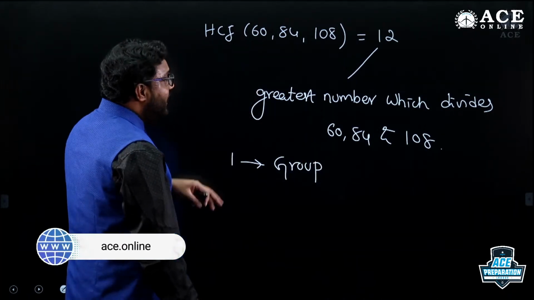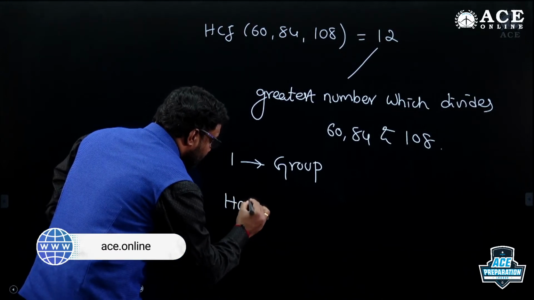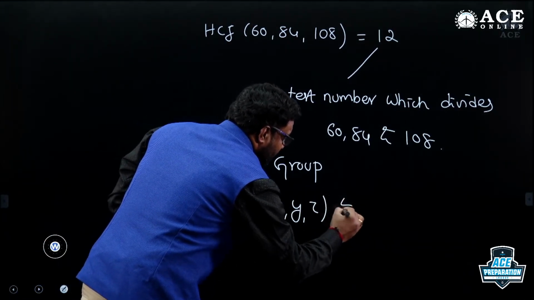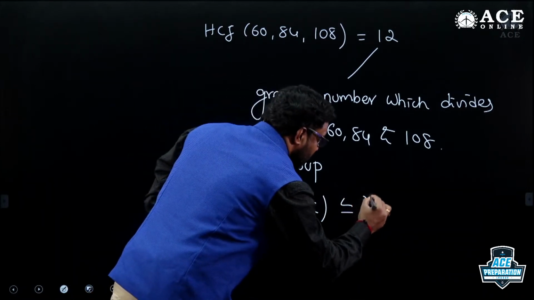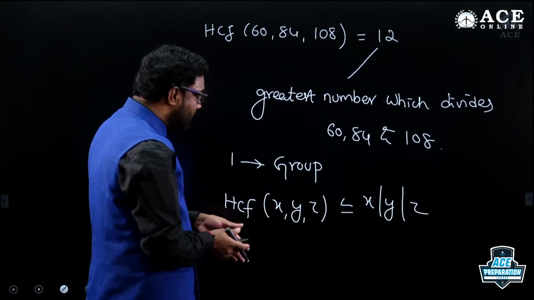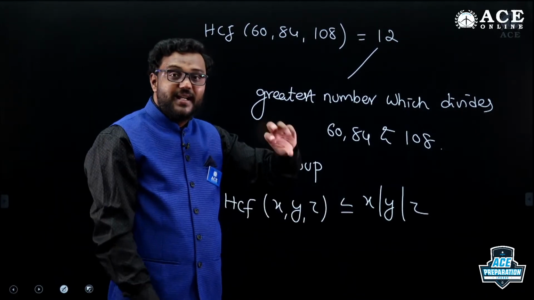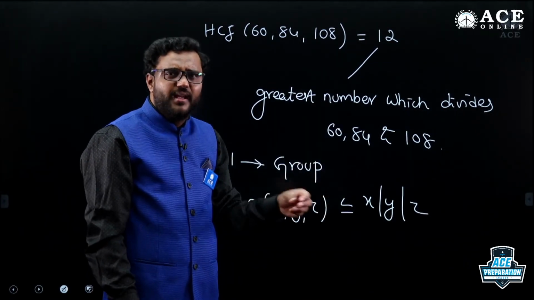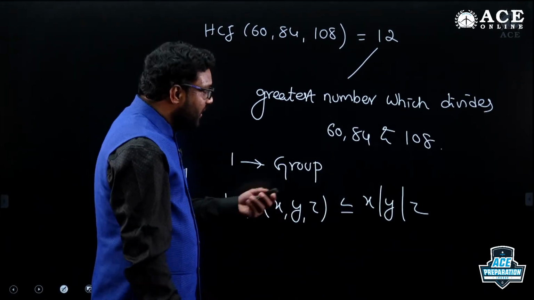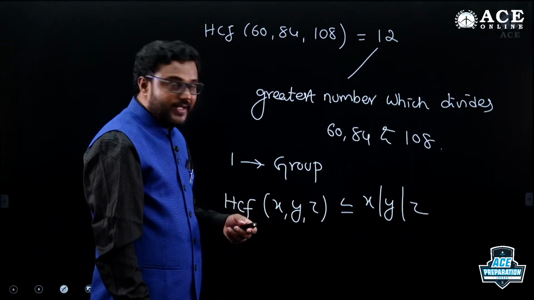And here, HCF of given numbers, for example X, Y, Z, is generally, in very rare cases it's equal, but in general it's less than the given numbers. Whereas LCM is greater than the given numbers, most probably. Equal is in very rare cases. Yeah, the possibility is there, I don't deny that, but there are fewer chances.